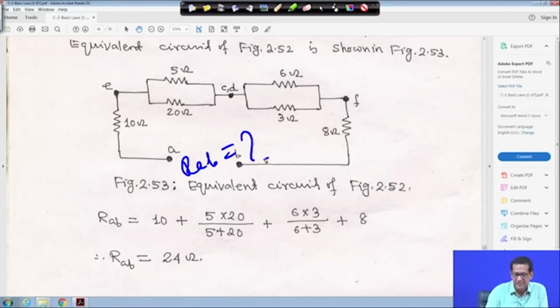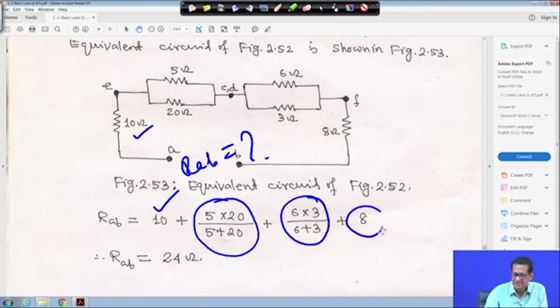So, 5 and 20 are in parallel, and this 10 ohm is in series. So, this part is 10, then 5 into 20 by 5 plus 20, plus this part 6 into 3 upon 6 plus 3, plus this 8 ohm. The total equivalent RAB is equal to 24 ohm if you simplify. So, this is the answer for this problem. It is a simple problem.